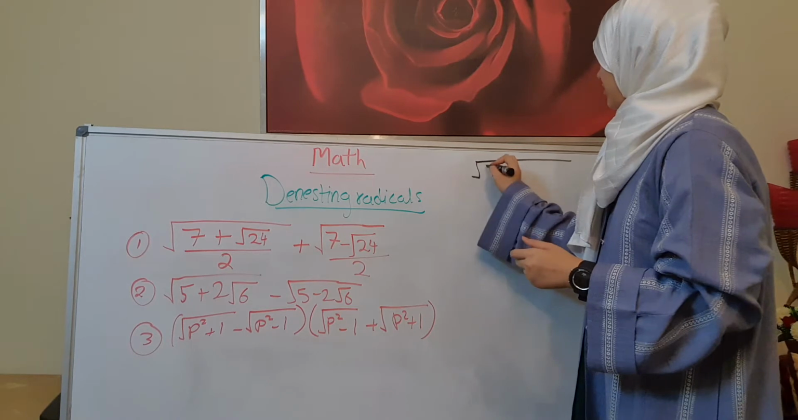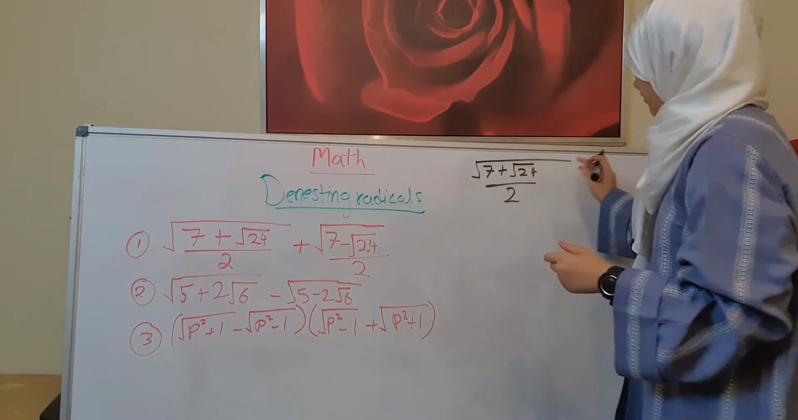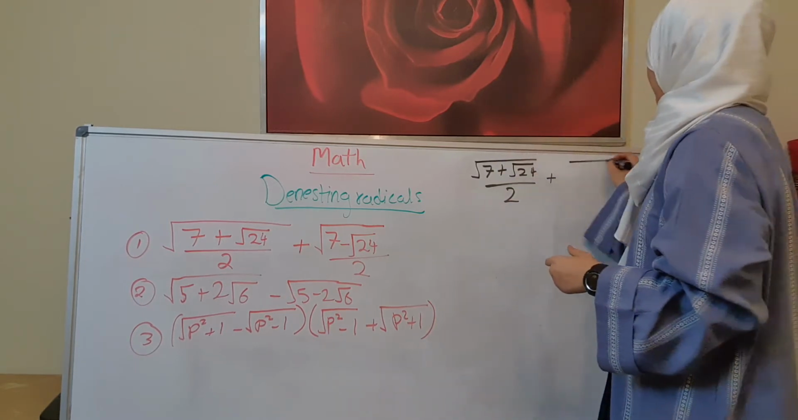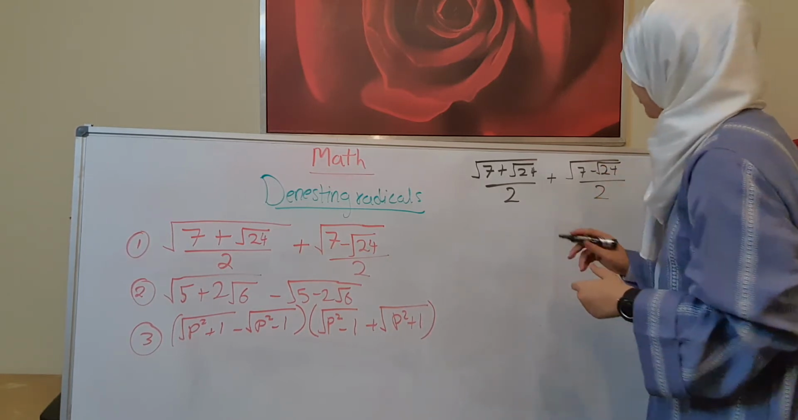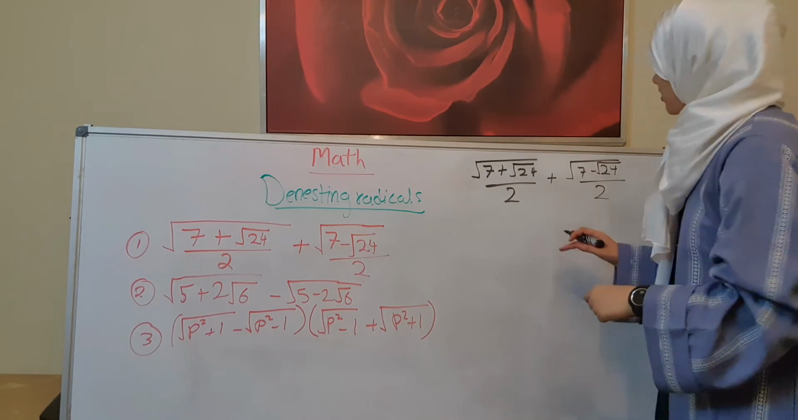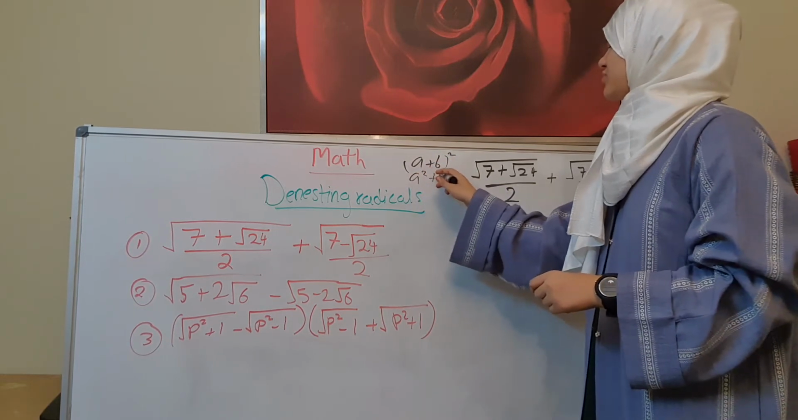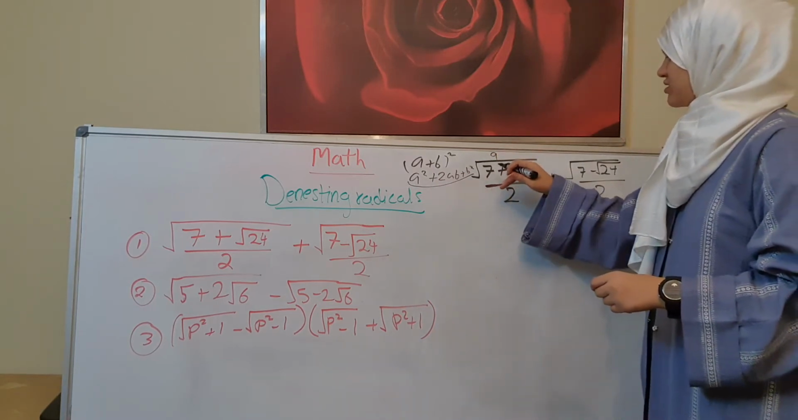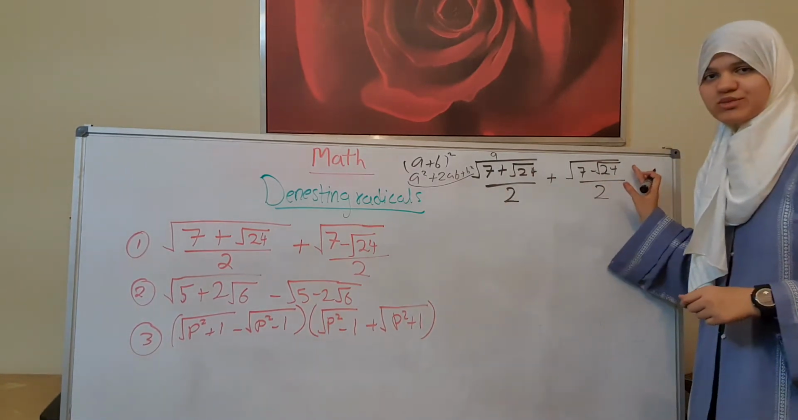The first example says radical of (7 plus radical 24) over 2, plus radical of (7 minus radical 24) over 2. Now what do we have? Both of them have the same denominator, so we use (a plus b) squared, which means a squared plus 2ab plus b squared. Here the first part is a, and this other part is b.